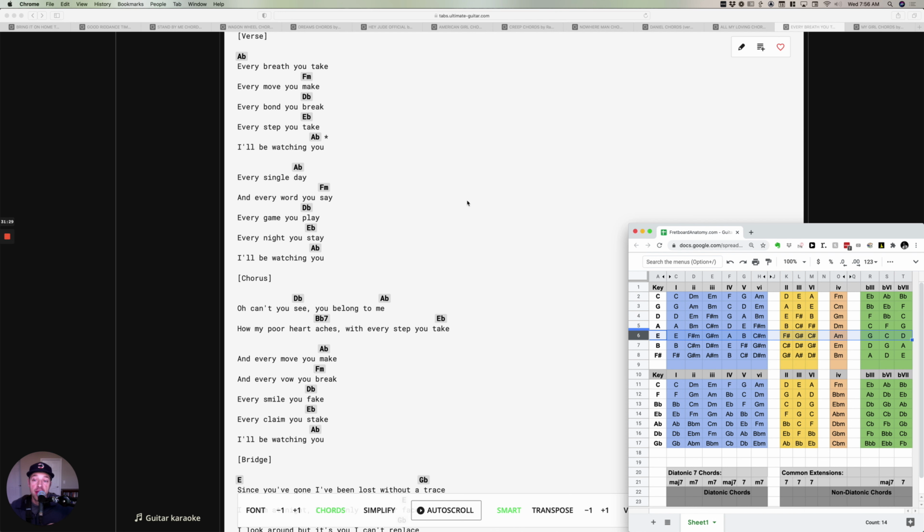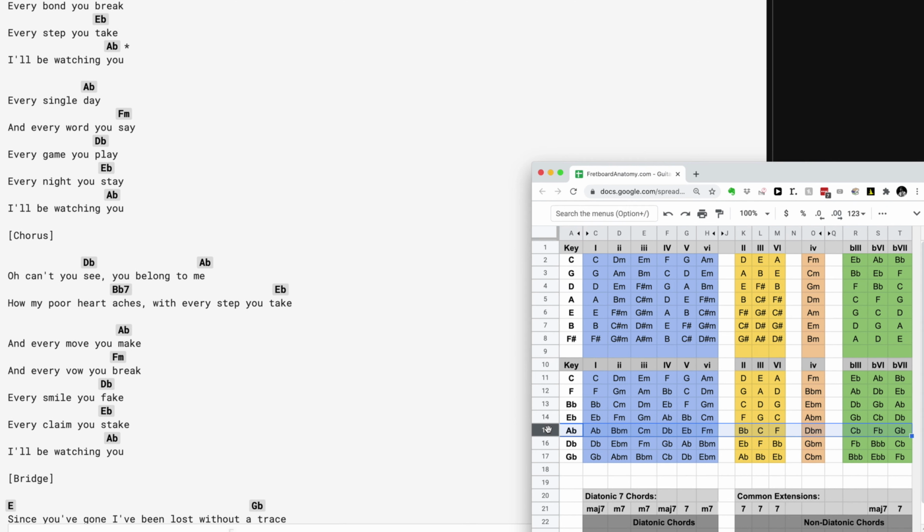Cool. This one is Every Breath You Take by The Police, and I chose it because it uses flat chords, chords that don't fit neatly into C, G, D, A, or E, which are sort of the guitar-friendly keys. This one starts with an A flat. So we're just going to take a guess over here and say, okay, here's A flat, F minor, D flat, E flat.